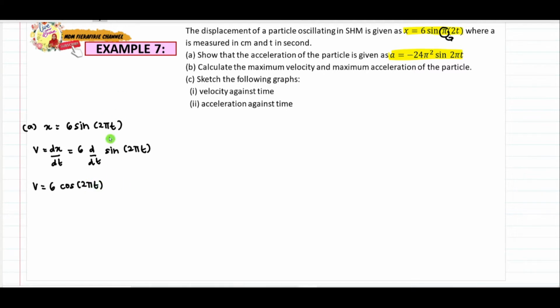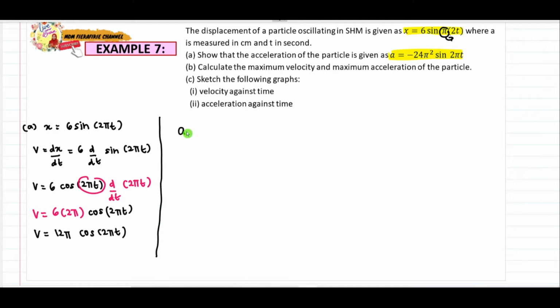Don't forget to differentiate 2 pi t. Okay, dalam ni. Okay, so differentiate 2 pi t akan bagi you nilai 2 pi, where v is equal to 6 times 2 pi. Okay, so cos 2 pi t. So v you akan dapat 12 pi cos 2 pi t. Okay, in order to get equation of acceleration, we need to differentiate equation of velocity with respect to time t. Okay, where it is equal to d dt. So, v is 12 pi cos 2 pi t.